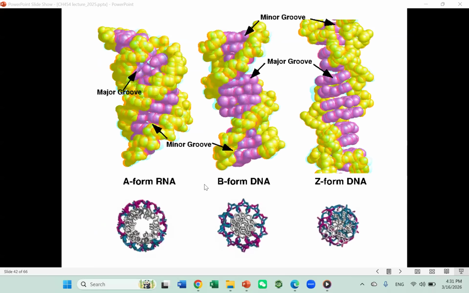And here is the figure for A, B, and Z-DNA. You can see clearly B-DNA is longer and also thinner than A-DNA. And you can also see clearly Z-DNA is the left-handed case. And the bottom three figures are just the top view of the three kinds of DNA.